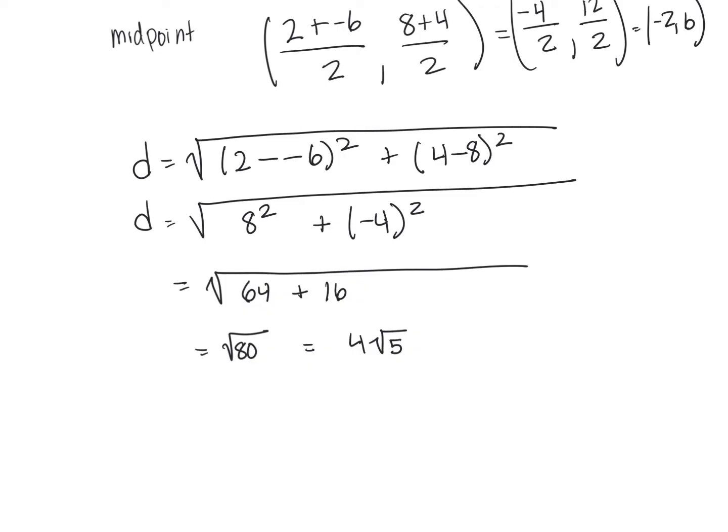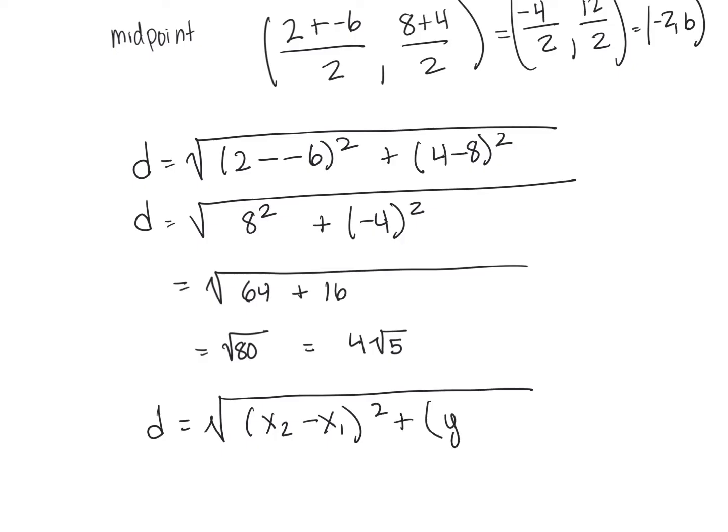Any questions on that? The distance formula is equal to the square root of (x2 minus x1) squared plus (y2 minus y1) squared. That is something I need to put in my notes.